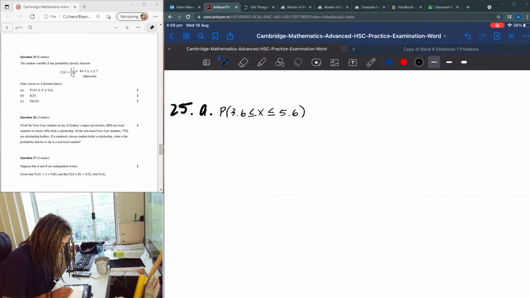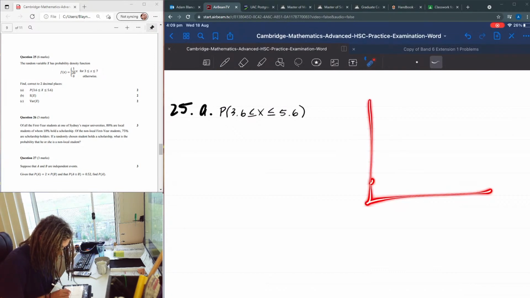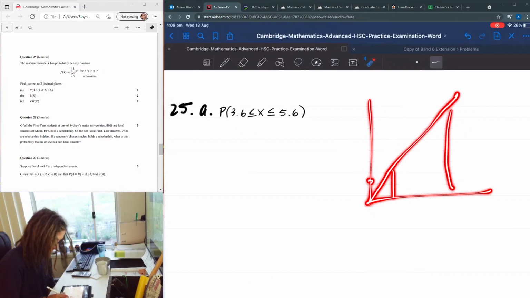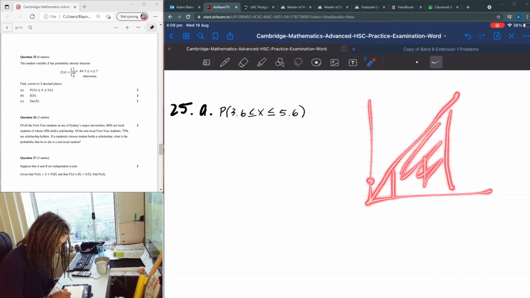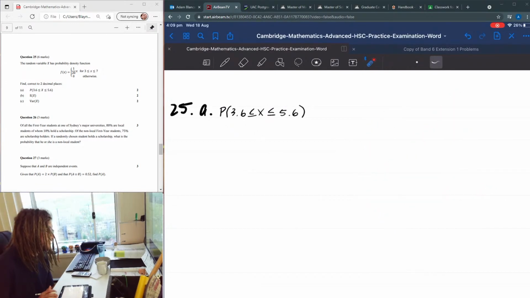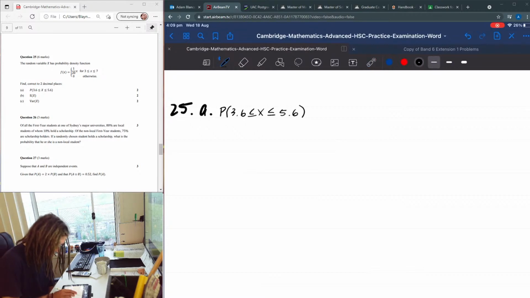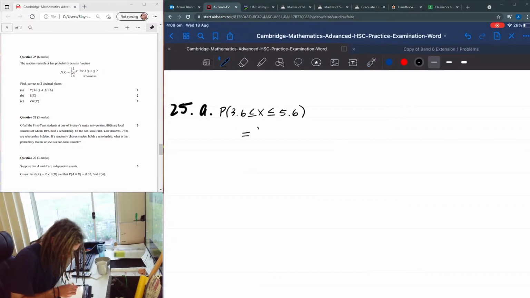Okay, so basically I've got that as a function. It's a straight line, cut with the origin between 3 and 7, wasn't it? Yeah. So that area is going to be 1. So between 3.6 and 5.6, the area should be less than that. So I'm looking for something less than 1. Okay, so this is the integral between 3.6 and 5.6.